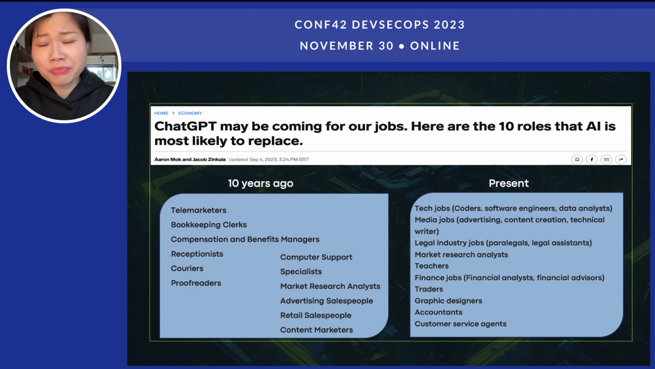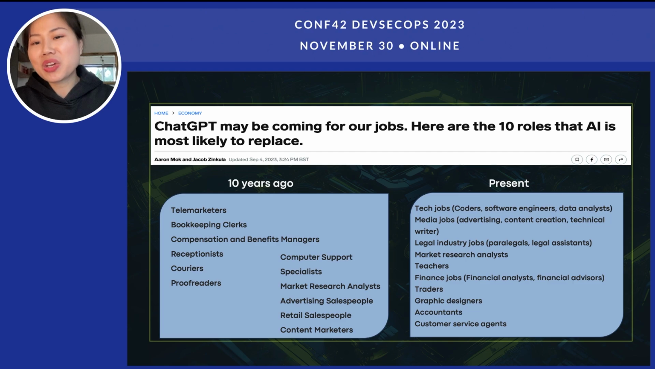Unfortunately, I have to tell you, in tech jobs, for example, coders, software engineers, data analysts, their jobs can be replaced by AI easily, and also media jobs. Do you remember the protest in Hollywood? They had the content creators' protest for protecting their IP, right?